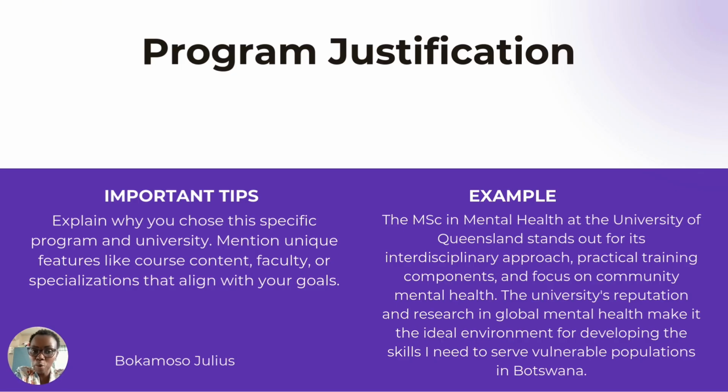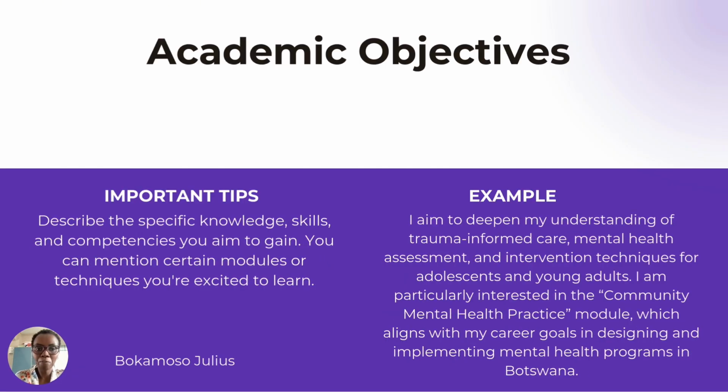Here's an example. The MSc in mental health at the University of Queensland stands out for its interdisciplinary approach, practical training components, and focus on community mental health. The university's reputation and research in global mental health make it the ideal environment for developing the skills I need to serve vulnerable populations in Botswana. That is for someone who is applying for MSc in mental health. You justify your own program and the university that you have selected.